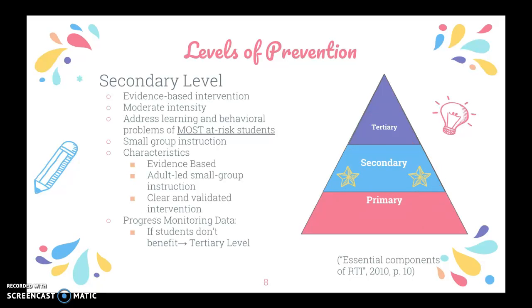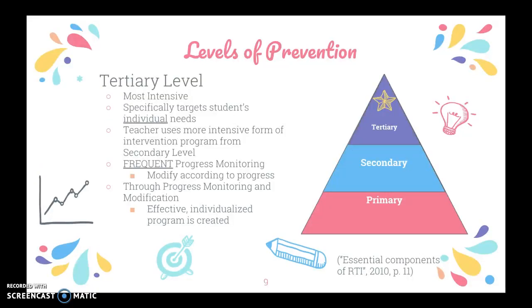The characteristics of secondary level are that it is evidence-based, it is adult-led small group instruction, and there is clear and validated intervention here. With the progress monitoring data, if it is clear that the students don't benefit from the secondary level, they move on to the tertiary level of prevention. In the tertiary level of prevention, it is the most intensive, and it specifically targets the students' individual needs. So this area right here, it's a lot smaller because it affects even fewer people. It's just on an individual level, so very few people.